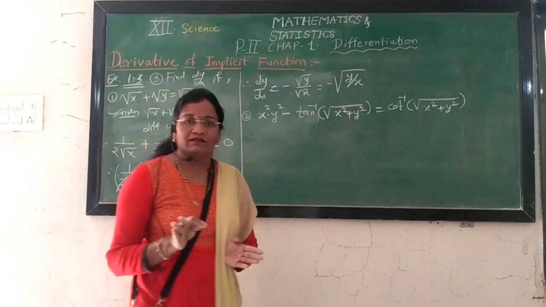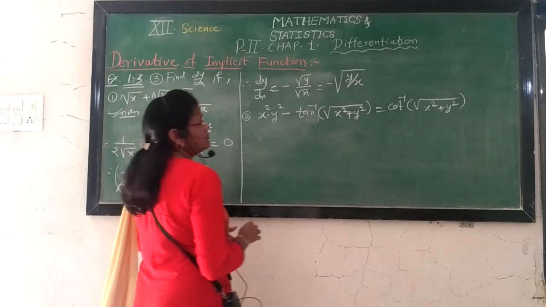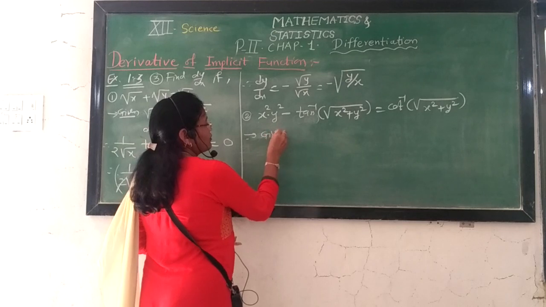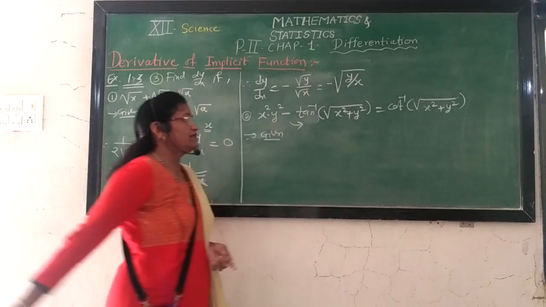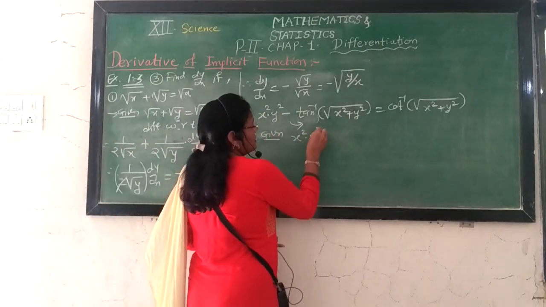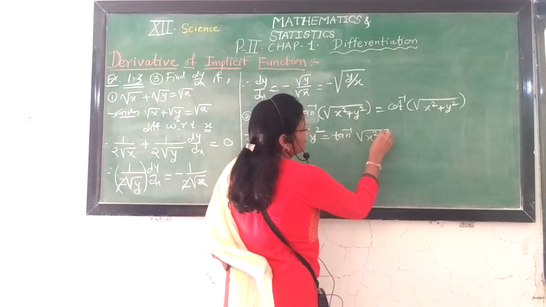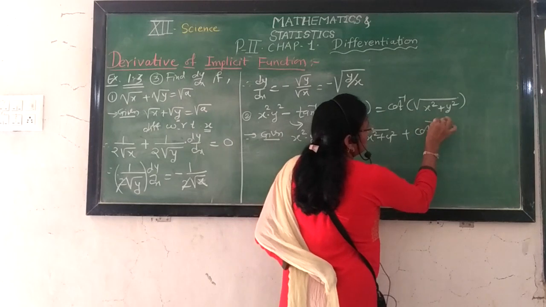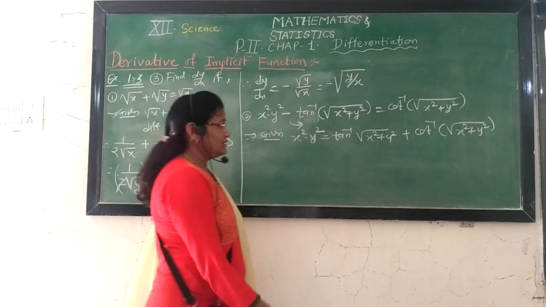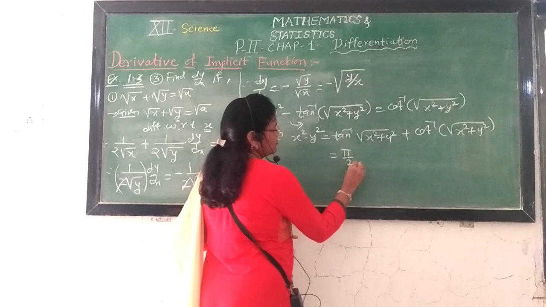Now you are familiar with the inverse trigonometric formula. From this we can take simplification. This minus tan inverse of under root of x squared plus y squared is shifted to the right side. We get x squared y squared is equal to tan inverse of under root of x squared plus y squared plus cot inverse of under root of x squared plus y squared. Now you know this identity from the inverse trigonometric function result, that the value becomes pi by 2.